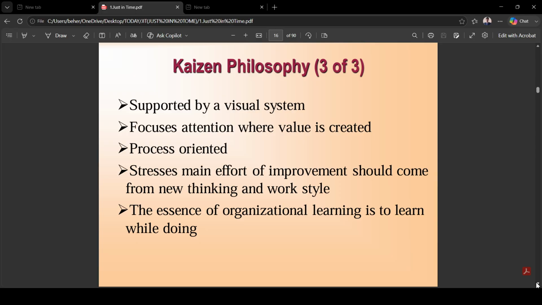Kaizen philosophy. Supported by visual system. Focus attention where the value is created. Process oriented. Stress that the main effort of improvement should come from new thinking and work style, and the essence of organization learning is to learn while doing.